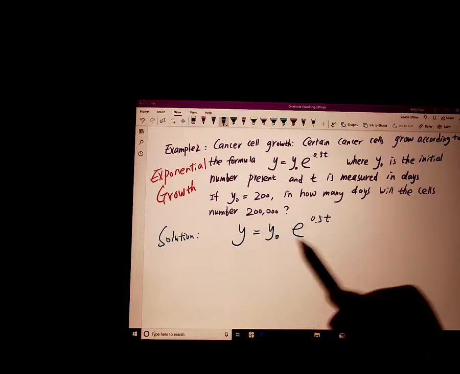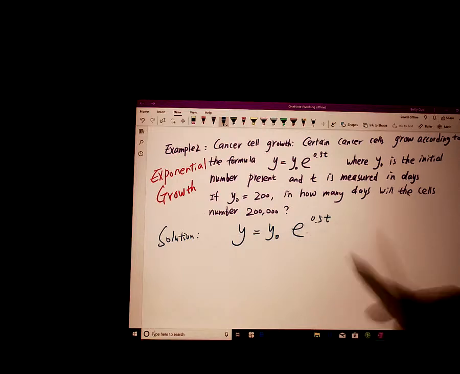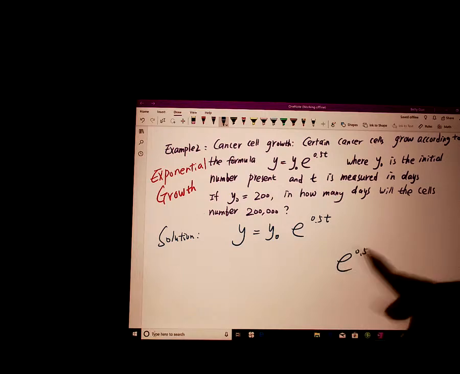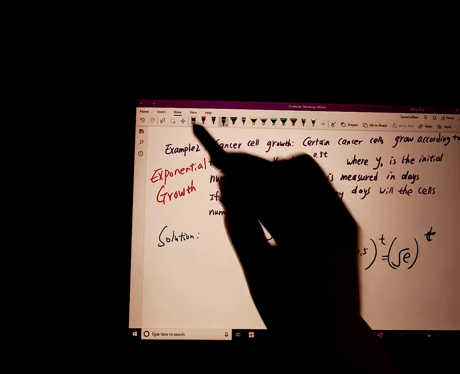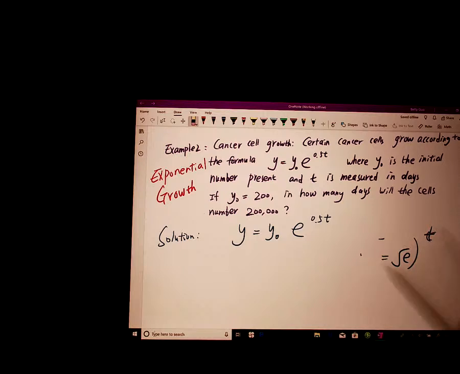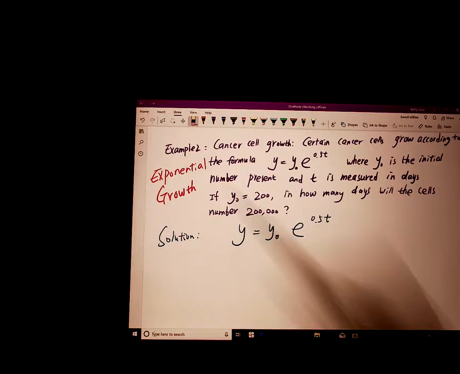The base is also bigger than 1. The base actually is root e. You can use your calculator to double check. Root e is also bigger than 1. So this is still an exponential growth because the base of the exponential function is bigger than 1.